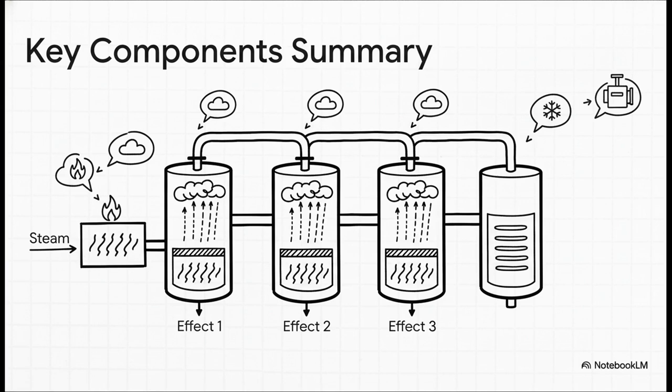So, let's do a super quick recap. To build an MEE, what do you need? Well, you need at least 2 of those evaporator vessels. We call them effects. Each one gets its own steam chest and evaporation chamber. Then you just need to hook the whole setup to a final condenser and a vacuum pump. Simple in theory, but incredibly powerful in practice.